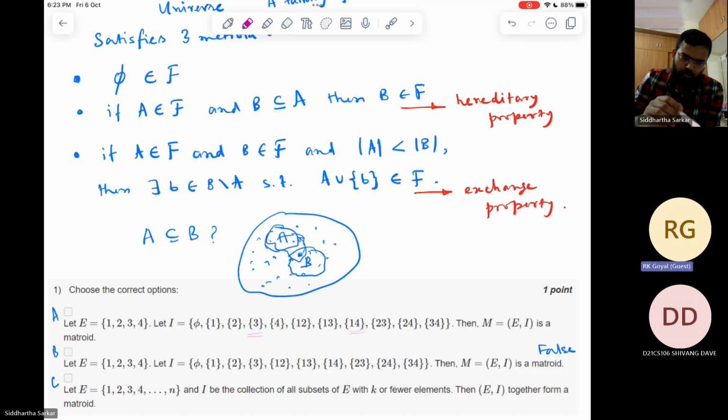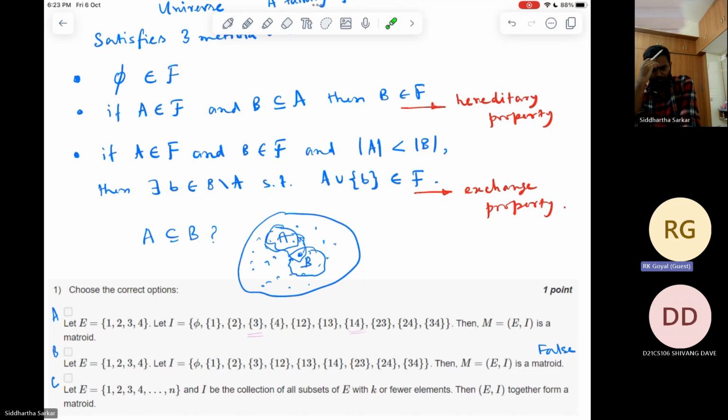If we consider 3 and 3 4, then that element could be 4, and so 3 4 is already there. Yes, we need not consider all the B's. It should be possible to find one B from the larger set.